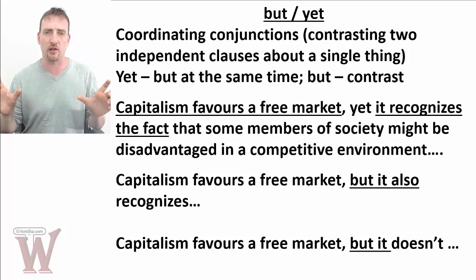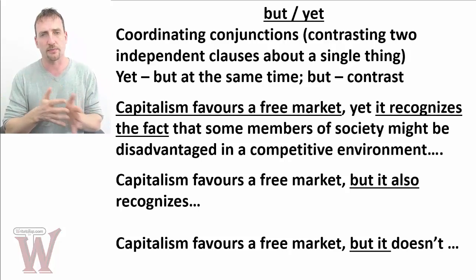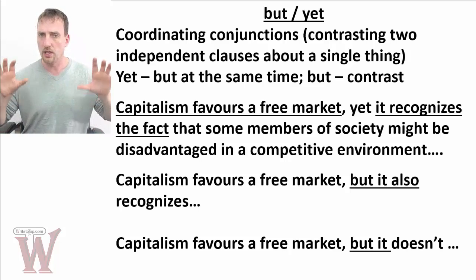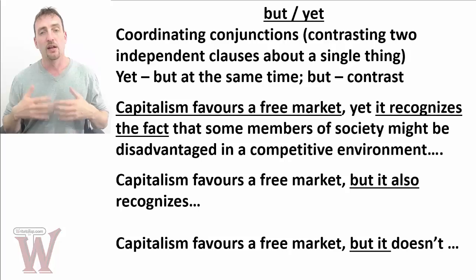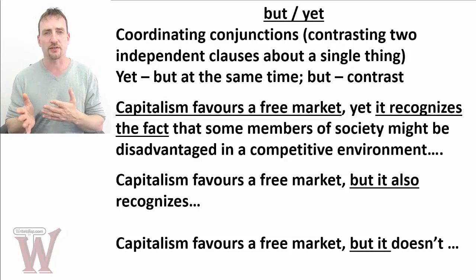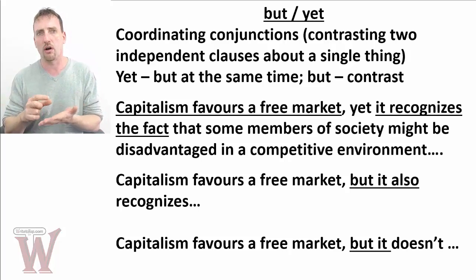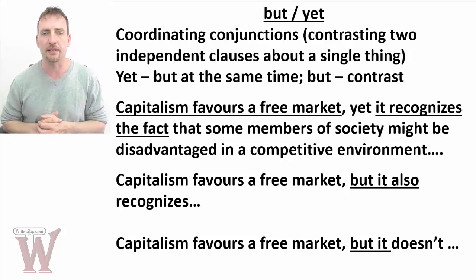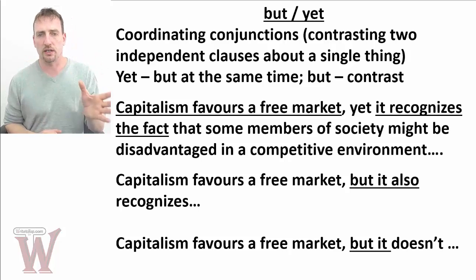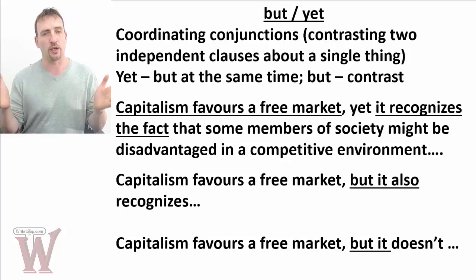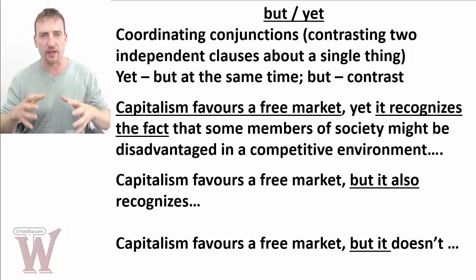So the two independent clauses are equal. There isn't one subordinate to the other. They're both equal. Both can be sentences on their own. However, there are situations where you can use but or although, and I'll show you those in a minute. So two independent clauses, and again, you're showing the different aspects of one thing.